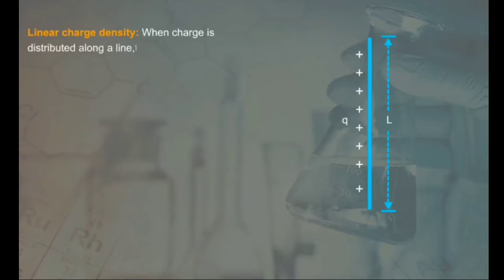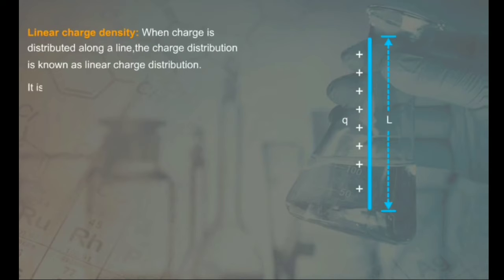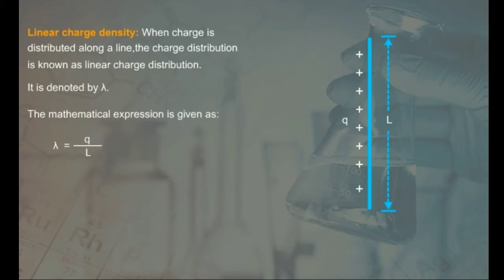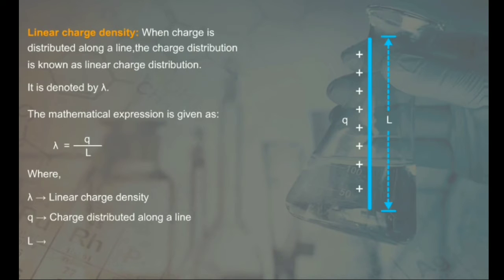Linear charge density. When charge is distributed along a line, the charge distribution is known as linear charge distribution. It is denoted by lambda. The mathematical expression is given as lambda is equal to q by L, charge per unit length, where lambda is the linear charge density, q is the charge distributed along the line, L is the length of the rod.